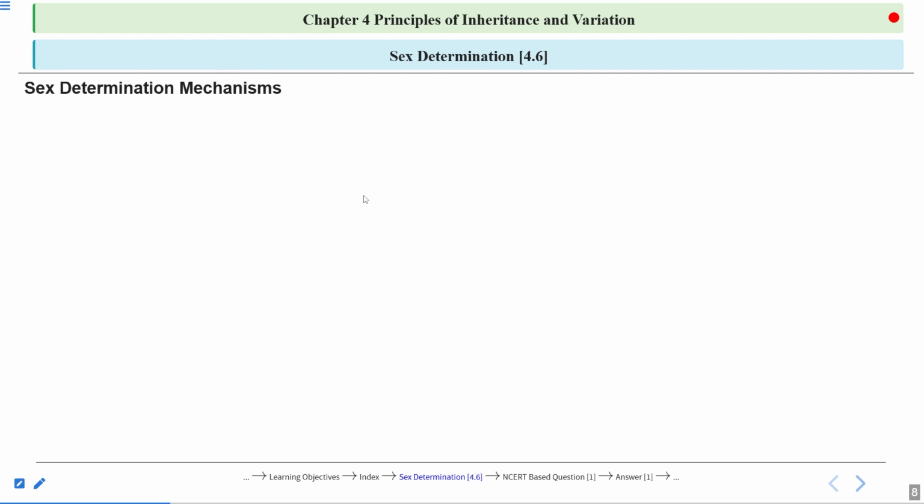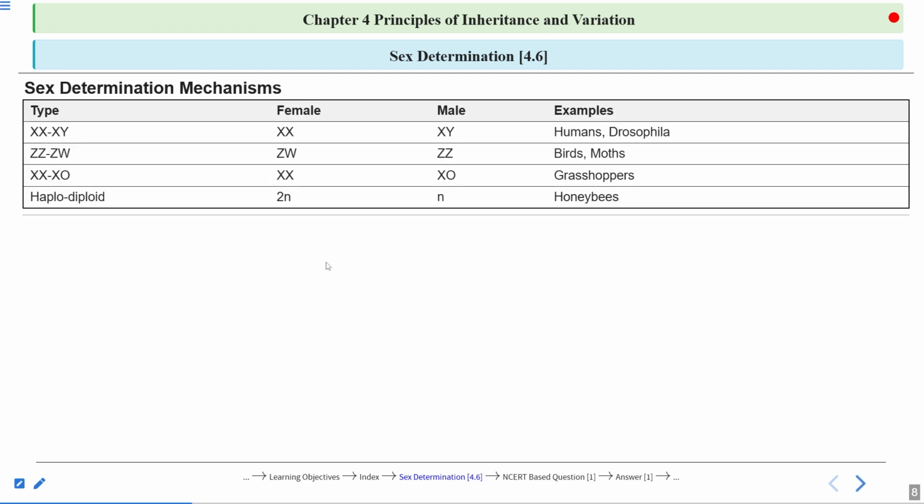Now let's talk about different sex determination mechanisms. So there are different types of sex determination mechanisms. We'll discuss that. We'll talk about XX and XY type of sex determination mechanism, in which the females have a pair of X chromosomes and males are X and Y. Examples are humans and Drosophila.